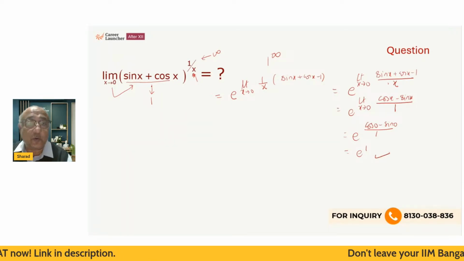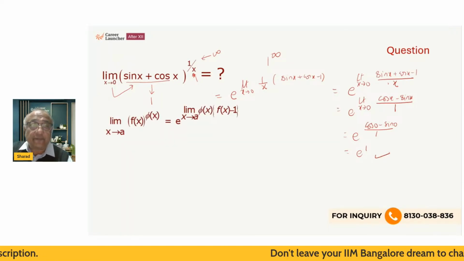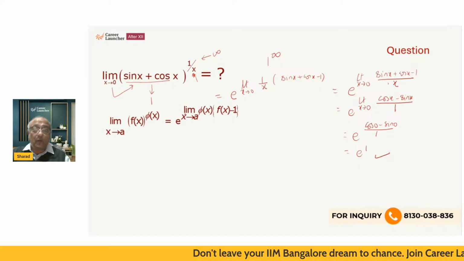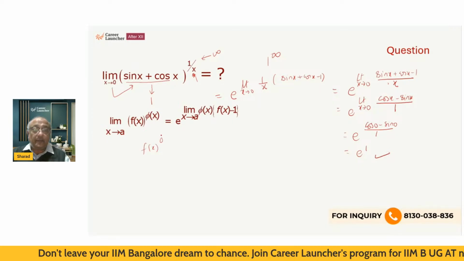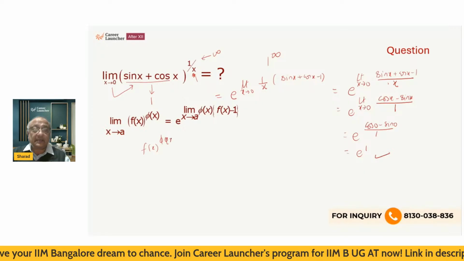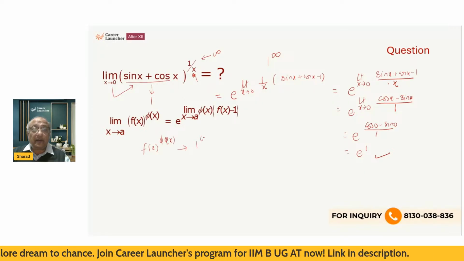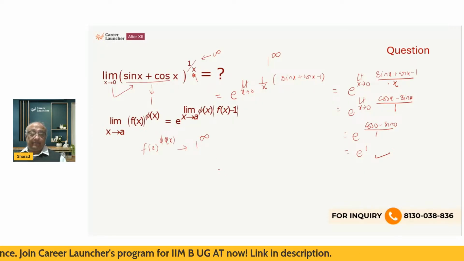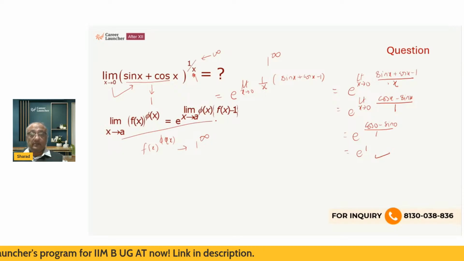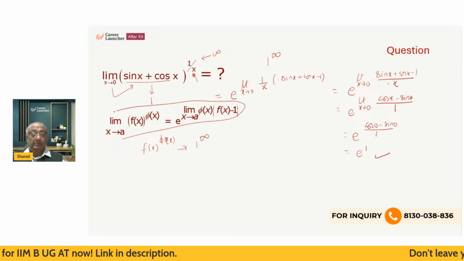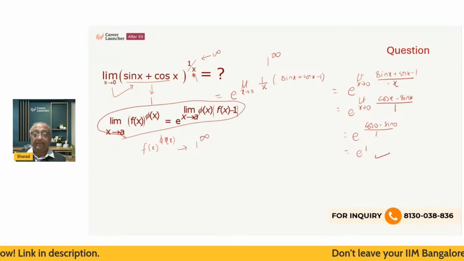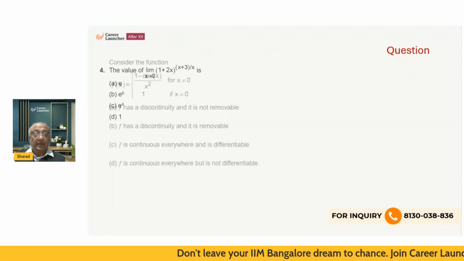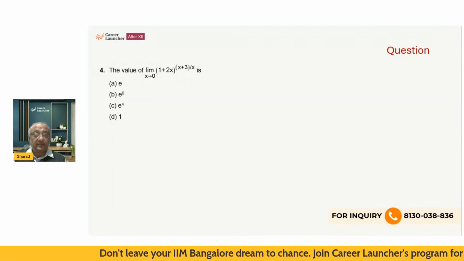So please note that if your limit is f(x) raised to the power g(x) and tends to 1 raised to power infinity, right? Then use this. Okay, right? Let us go and solve this question which is in front of us.